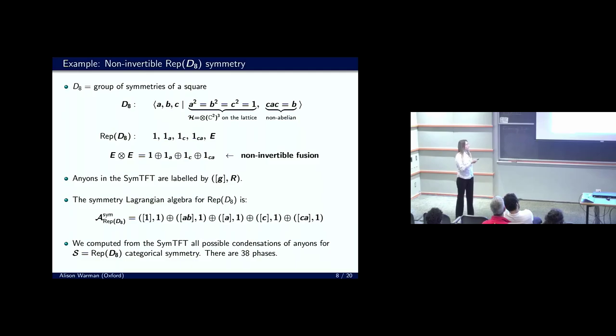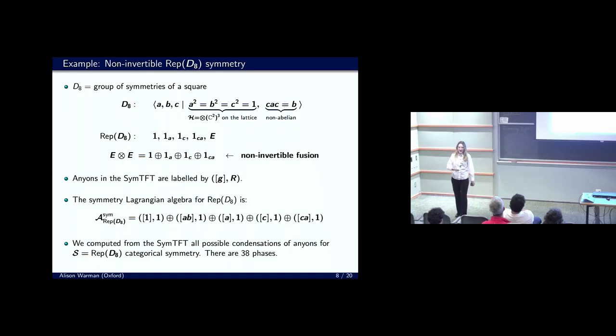But the non-abelian nature of D8 means that we will have a two-dimensional irrep E, which obeys non-invertible fusion. So these are the irreducible representations of D8, which we will choose as our symmetry category. We have 4 one-dimensional irreps, which form Z2 times Z2. So 1_C times 1_A is 1_CA. And this two-dimensional E fuses to the sum of the 4 one-dimensional irreps.